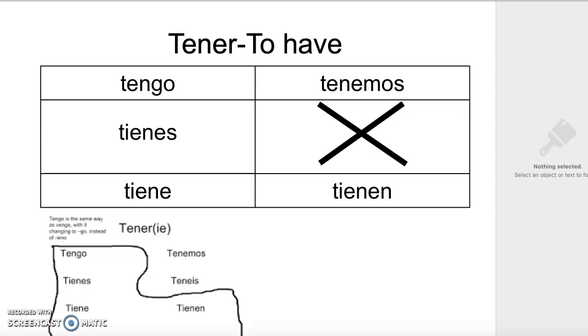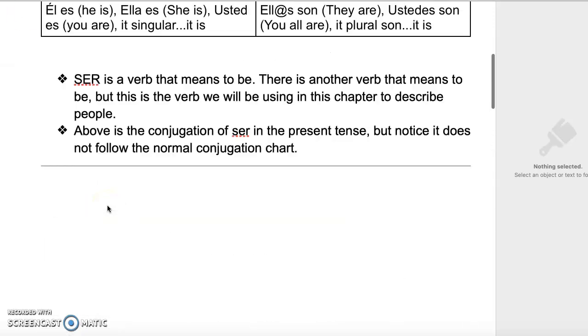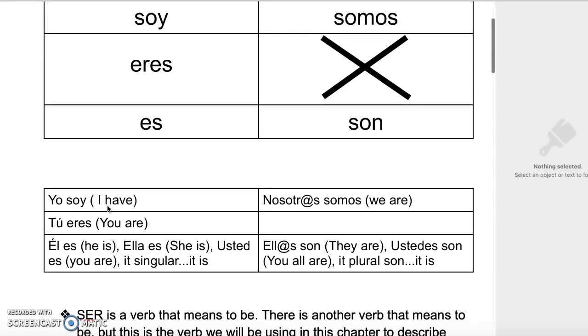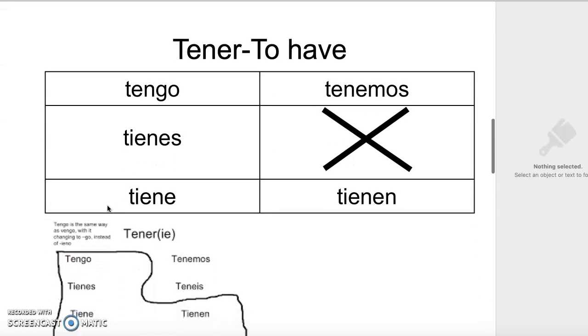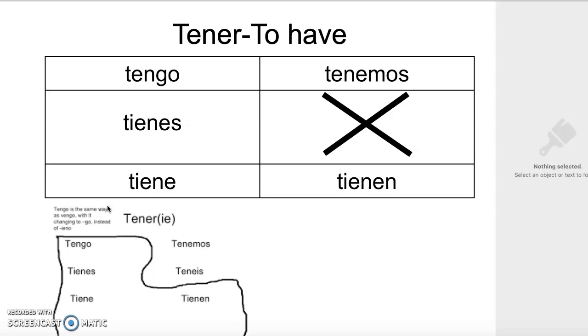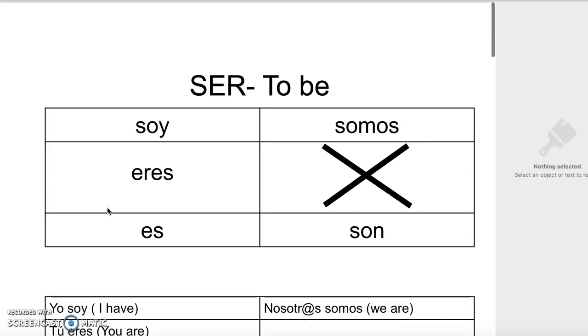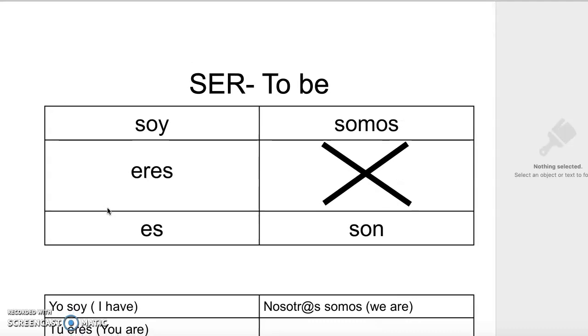Okay, so I'm on the same document, and you will see this on Canvas, and here is the ser and the explanation of it. But let's move on to tener. So ser is not so hard, okay? It's different than the conjugation chart, and its forms look weird. There's no rhyme or reason why they look like that. But if I just start studying that chart, then I understand that ser goes to soy, eres, es, somos, son.